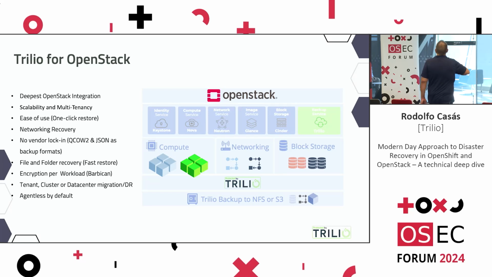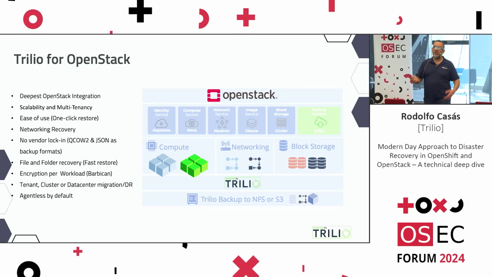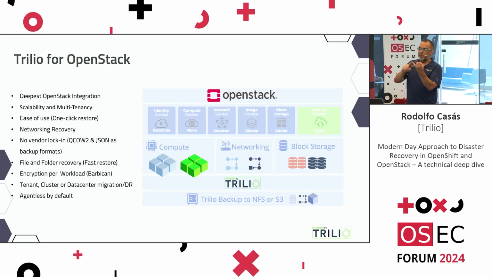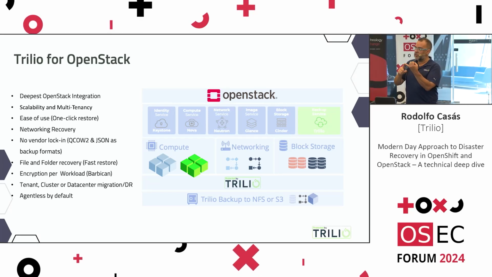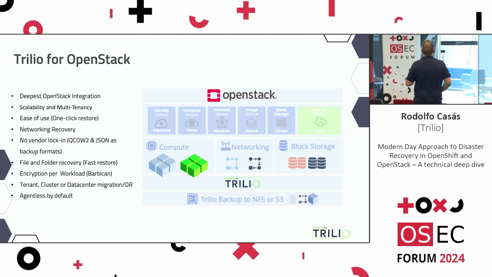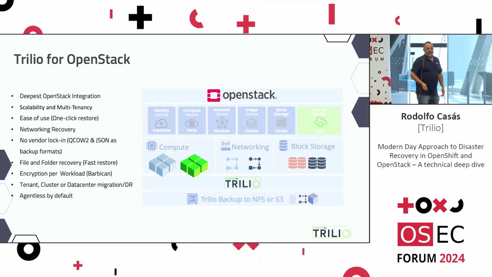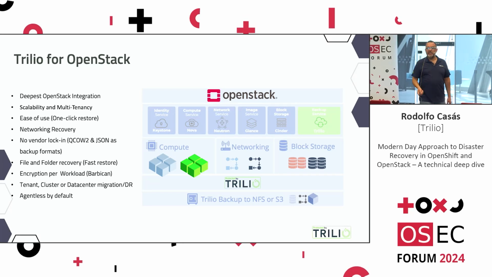We can also do encryption per workload using Barbican. If you have Barbican, we can do two things: protect encrypted volumes and encrypt backups. Those two things using Barbican. We can do tenant migration, cluster migration, data center migration. And we are agentless by default.